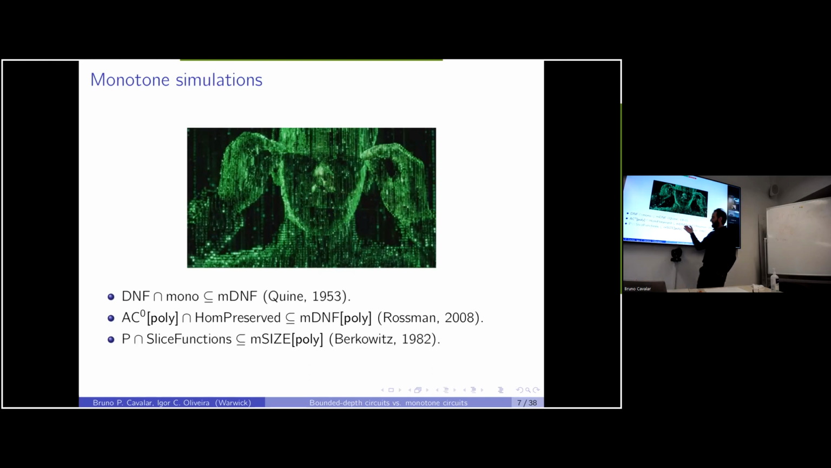And also, a very interesting observation is that if you have a slice function, so it's a monotone function that only does interesting computation on a single slice of the Boolean hypercube. Over that slice, it always outputs 1. Below that slice, it outputs 0. In that case, negations are powerless.